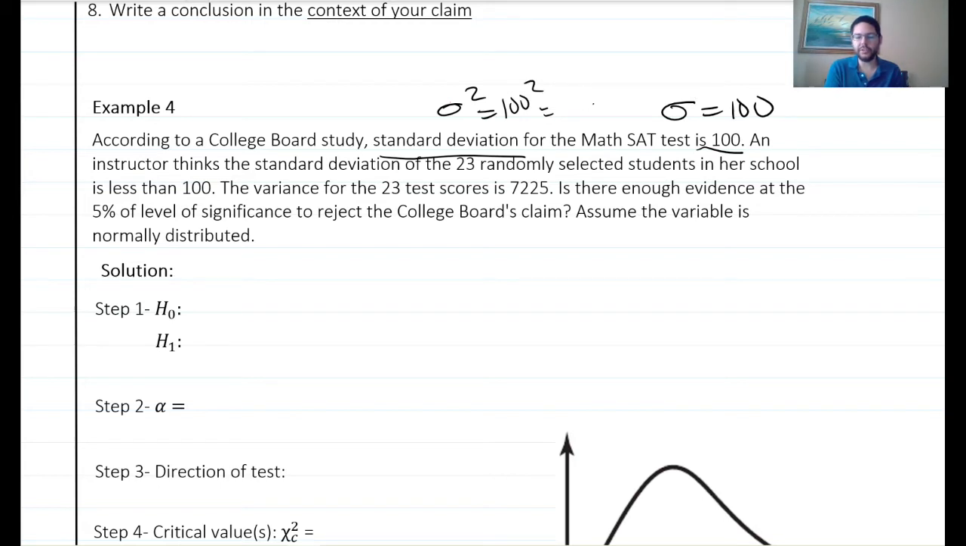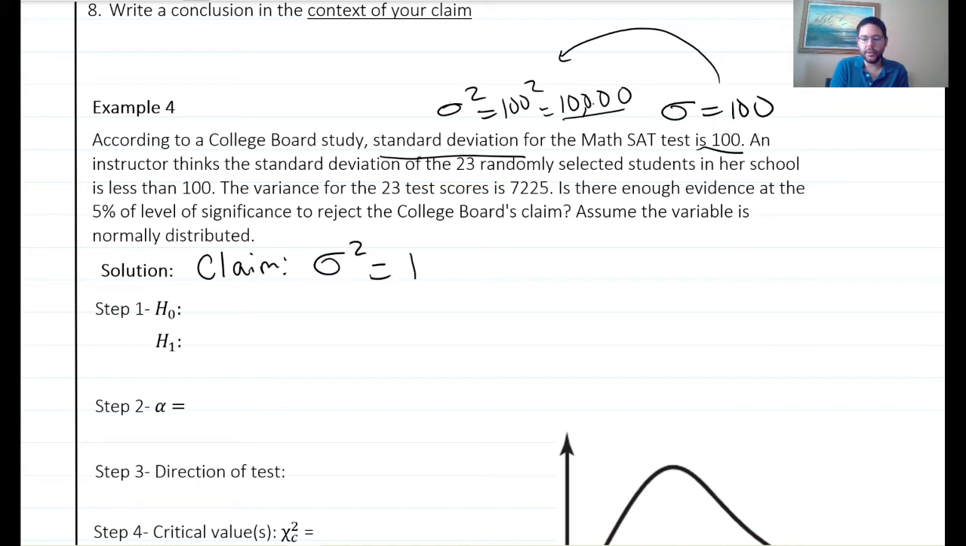All you have to do is add a couple zeros. 100 times 100 is 1 with 4 zeros, so it's 10,000. So our claim is that the variance for the math SAT is 10,000. Let's write that here as our claim: the variance is 10,000. You just have to be careful with variance versus standard deviation.